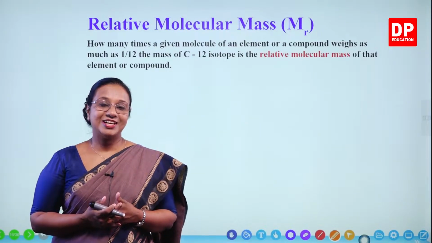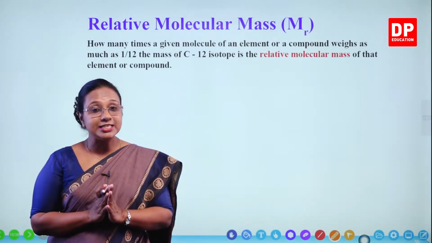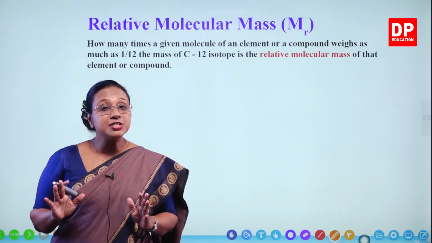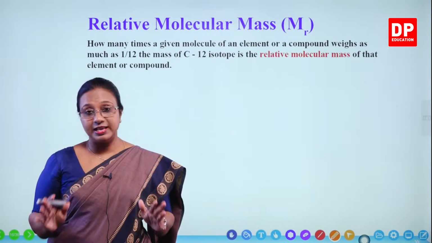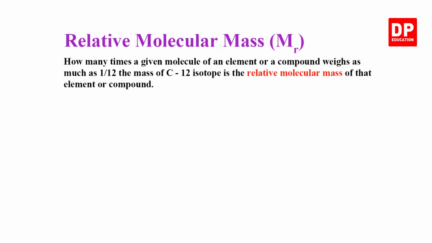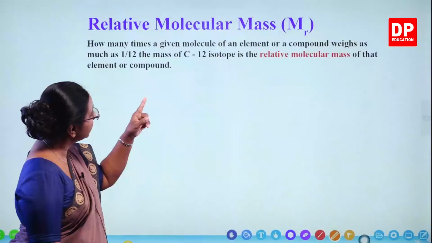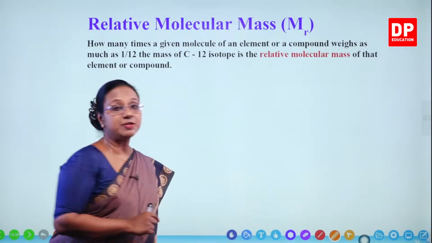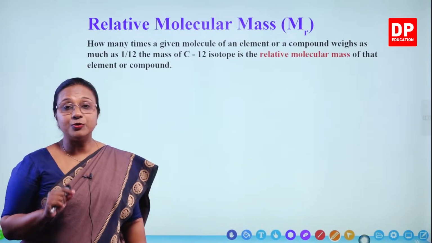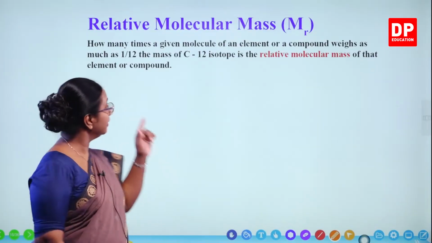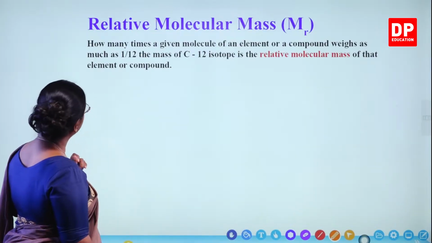Okay, students. So now we have already discussed what relative atomic mass is. That is for atoms of elements. Now we are going to discuss relative molecular mass. So here you can see the symbol capital M and subscript R. That is how we denote relative molecular mass. Now let us look at the definition for that.